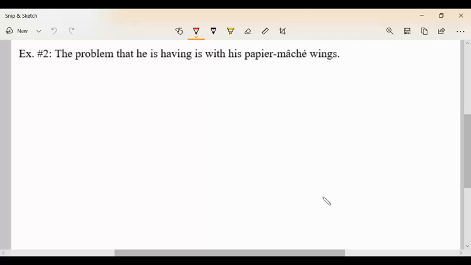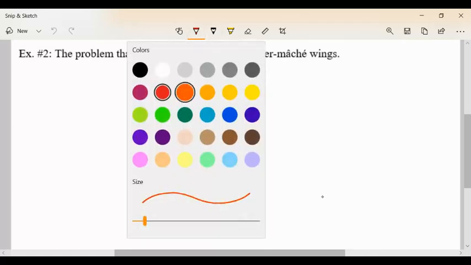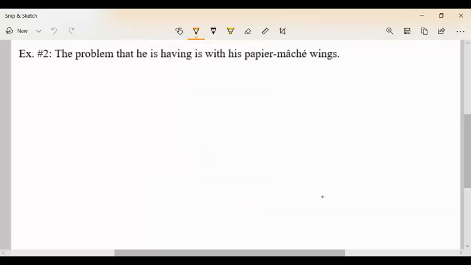All right, here we go. Sentence number 2: The problem that he's having is with his paper mache wings. Once again, the very first thing I want to do is figure out where my relative pronoun or relative adverb is. So I'm hyper focusing on basically 9 words. It's one of those W words like who, whom, whose, which, what, or that. And then there are those other 3 relative adverbs: when, where, and why. So here's this word that. This is where it's going to begin.